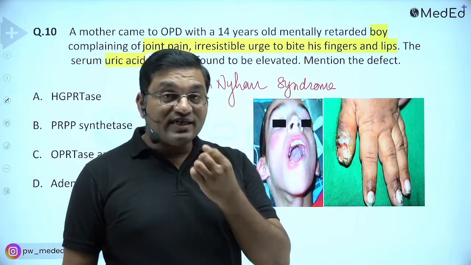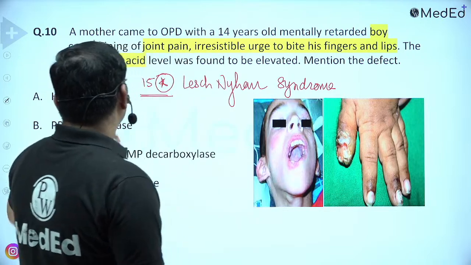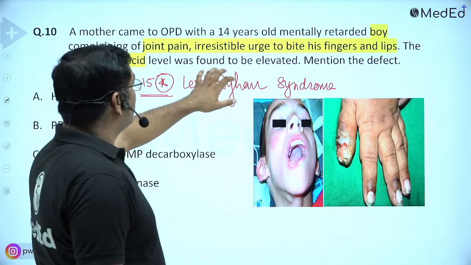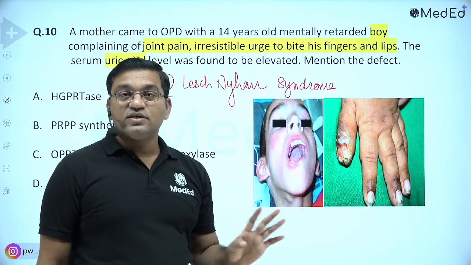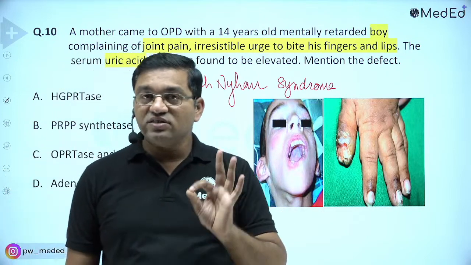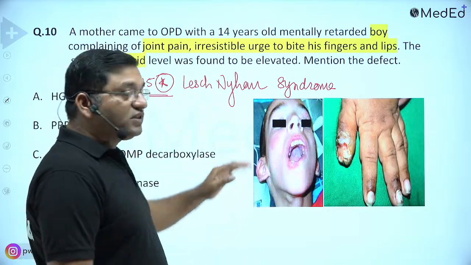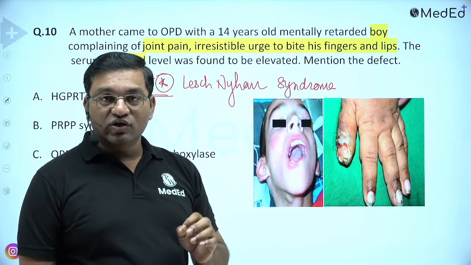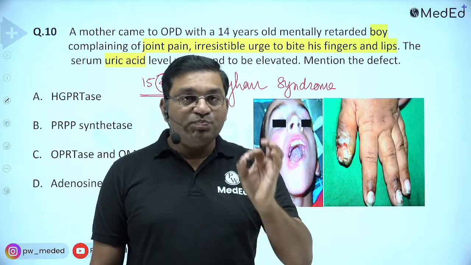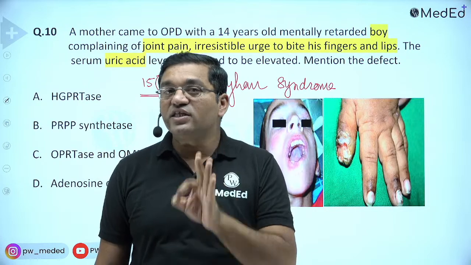Irresistible urge to bite his finger and lips. The serum uric acid level was found to be elevated. Mention the defect. This is Lesch-Nyhan syndrome. Lesch-Nyhan syndrome is an X-linked disorder. It is a disorder of the purine salvage pathway.